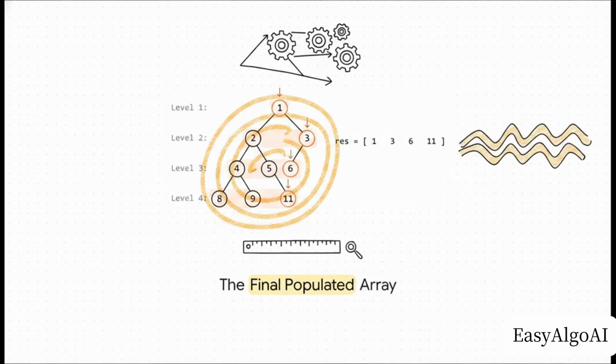So, if we fast forward to the end of this whole process, how do we actually capture our target output? Well, it's remarkably simple. Because we know exactly how many nodes are in any given level, we just use a loop for that specific count. When we hit the very last iteration of that loop, which means we're looking at the last node processed for that level, we simply record its value. Doing this level by level gives us our perfect output array, 1, 3, 6, and 11.